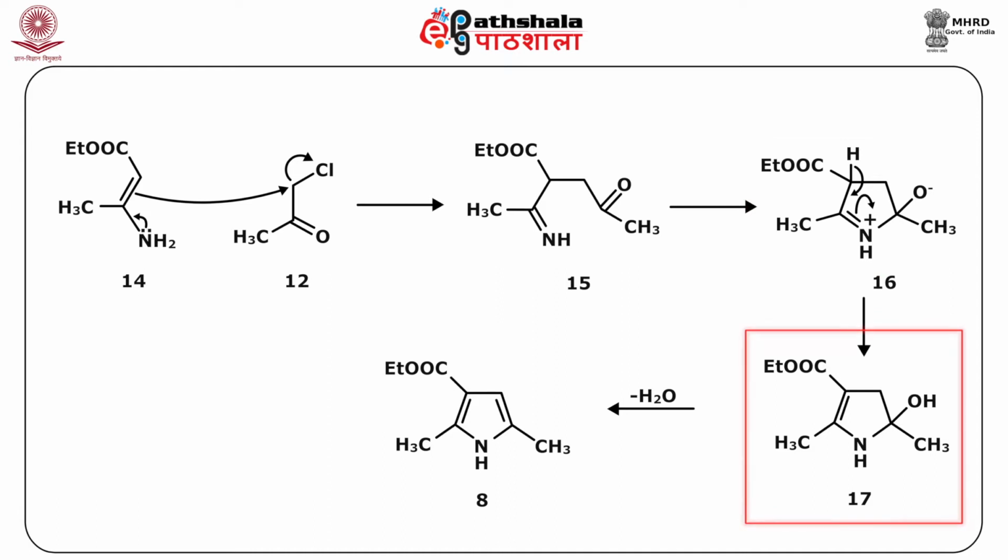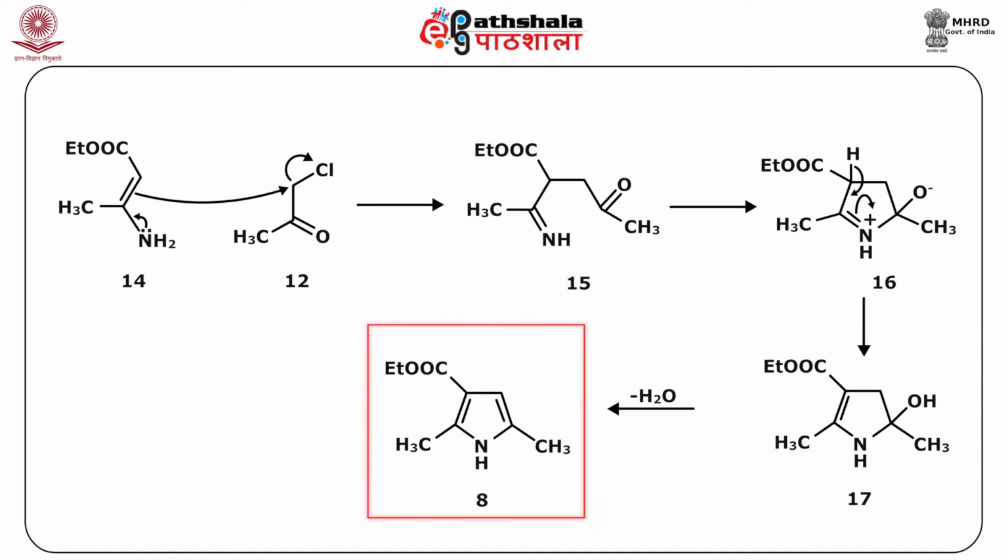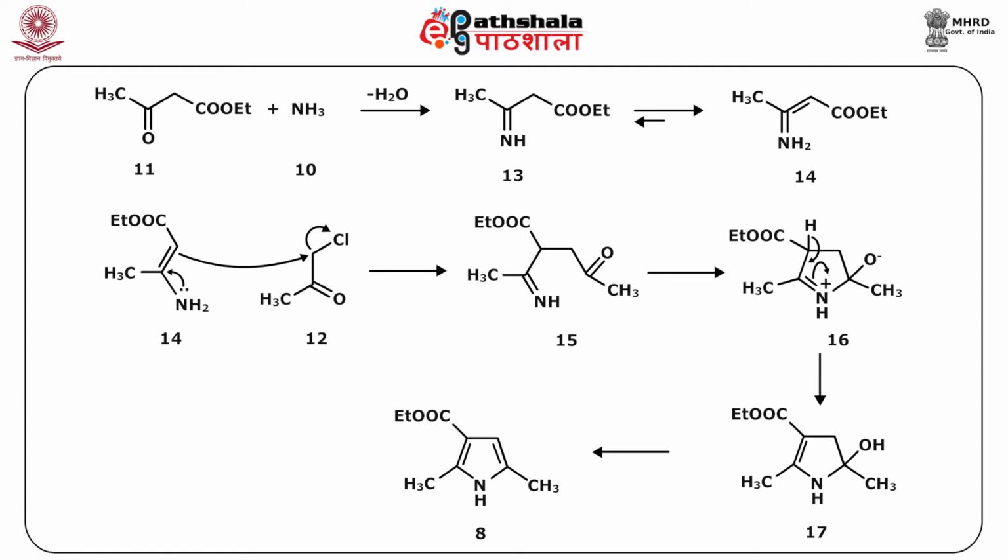The compound 17 eliminates water to give ethyl 2,5-dimethyl-1H-pyrrole-3-carboxylate, as represented by the structure 8. The complete scheme is shown here in the figure, and evidently we are able to prepare the given organic compound following the same retrosynthetic analysis approach.